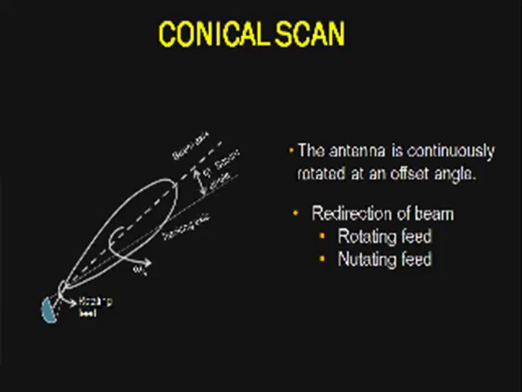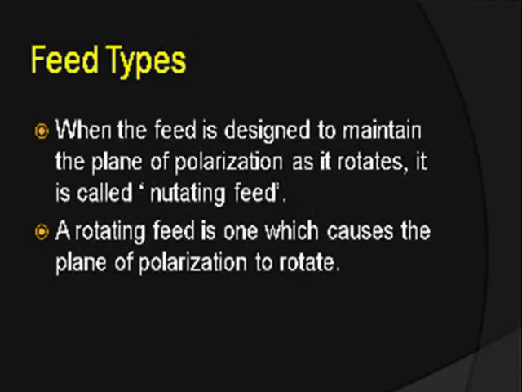There are two types available. One is a rotating feed, the other one is a nutating feed. Let us see what these two things are more carefully. When the feed is designed to maintain the plane of polarization as it rotates, it is called a nutating feed. You can see my finger as though it is a dipole placed before the reflector antenna. If this has to be rotated, you can rotate it in a circular manner keeping the vertical polarization like this. If you are doing it this way, then this field is known as a nutating field.